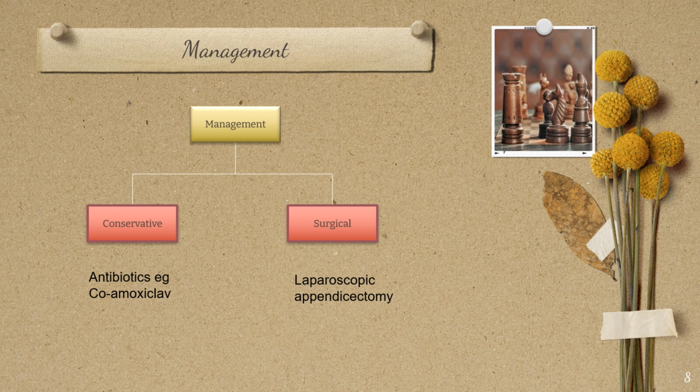And this is to perform an appendicectomy, which is a procedure to remove the entire appendix. So this is done in severe appendicitis or in patients with complications secondary to appendicitis.